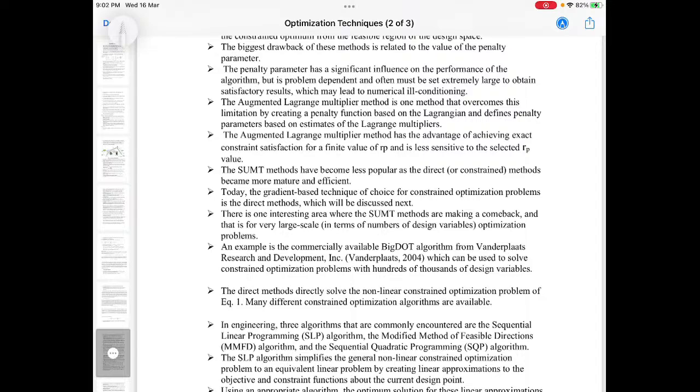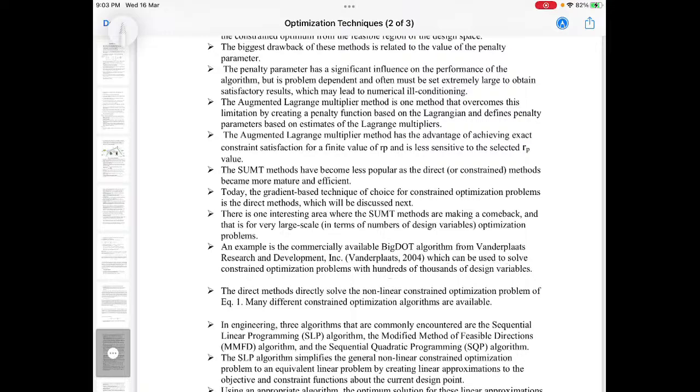There is one interesting area where SUMT methods are making a comeback, and that is for very large scale optimization problems in terms of the number of design variables. An example is the commercially available BIGDOT algorithm from Vanderplaats Research and Development, Vanderplaats 2004, which can be used to solve constrained optimization problems with hundreds and thousands of design variables.